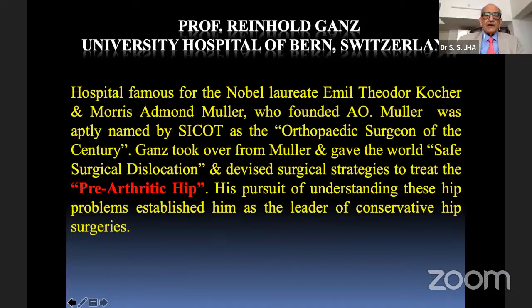Okay. So friends, let me digress a little from our very own topic, and I take you all to University Hospital of Bern, Switzerland. Now, this hospital has been famous for Nobel laureate Emil Theodor Kocher and Maurice Müller, who founded AO and was aptly named by SICOT as the orthopedic surgeon of the century. Ganz took over from Müller and gave the world his safe surgical dislocation and devised surgical strategies to treat pre-arthritic hip. Friends, I would like to repeat, pre-arthritic hip and its management by safe surgical dislocation. So his pursuit of understanding these problems established him as the leader of conservative hip surgeries.